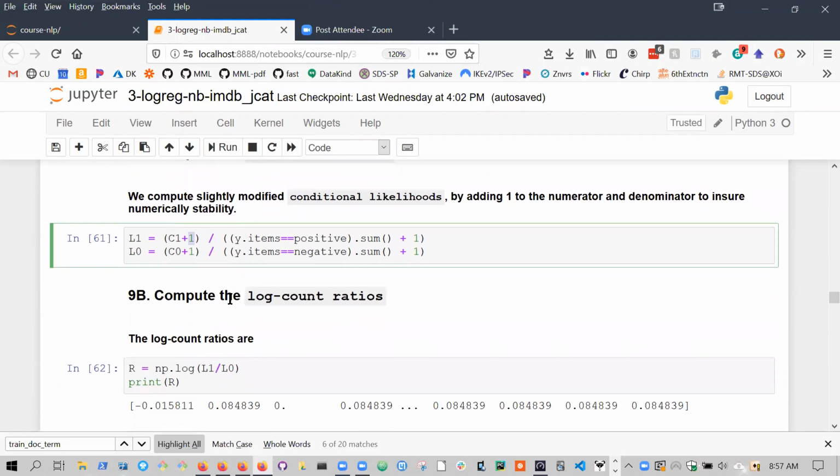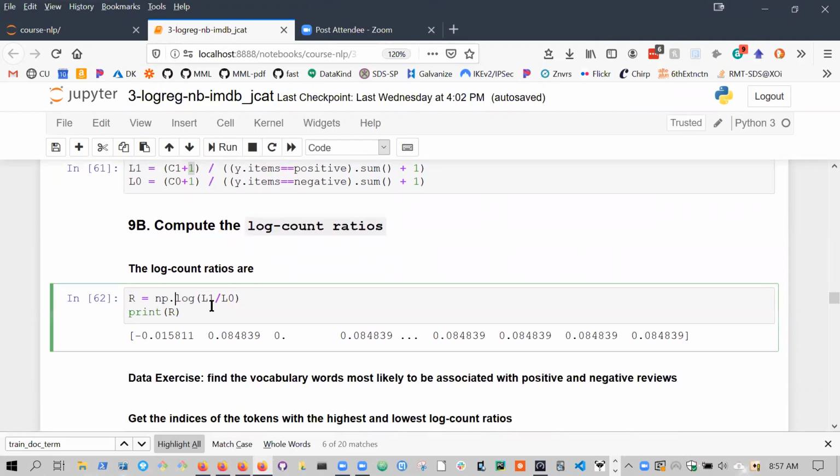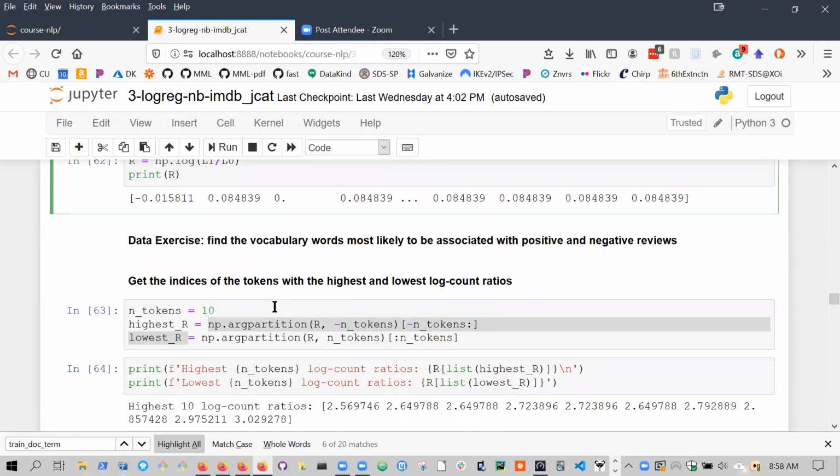So here I'm just implementing it in code. Okay, R is np.log of L1 over L0. And you can see what they look like. Some of them are 0, some are positive, some are negative, as we would expect.